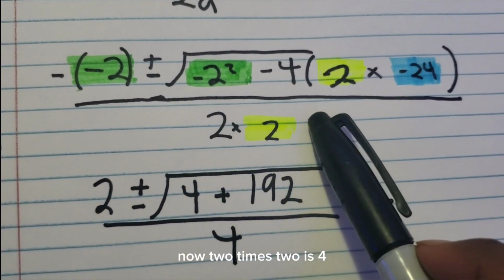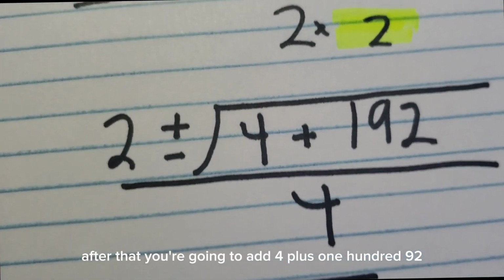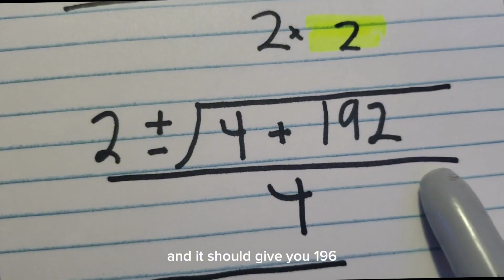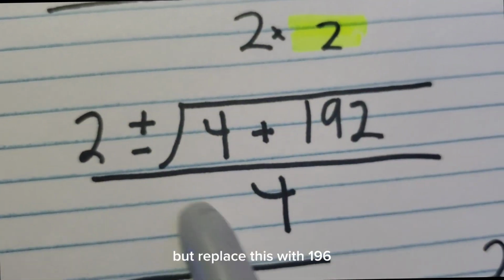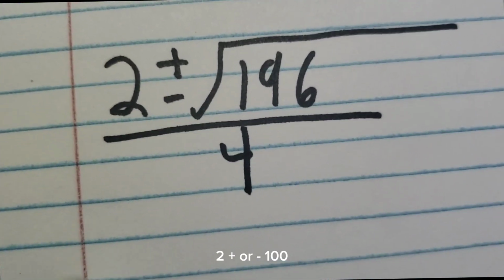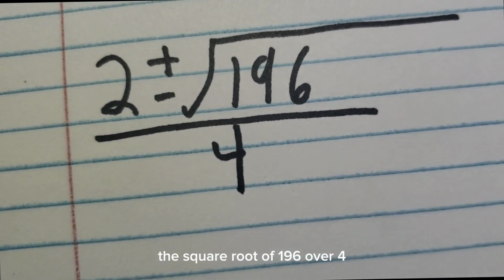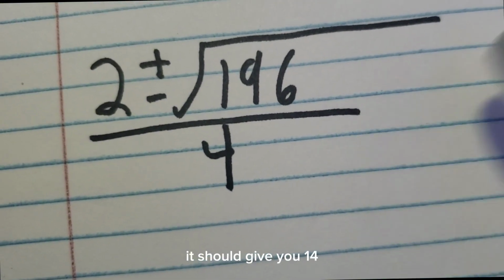Now, 2 times 2 is 4, and that will just be your denominator over here. After that, you're going to add 4 plus 192, and it should give you 196. So you bring the whole entire equation, but replace this with 196. That should give you this: 2 plus or minus the square root of 196 over 4. If you solve for the square root of 196, it should give you 14.